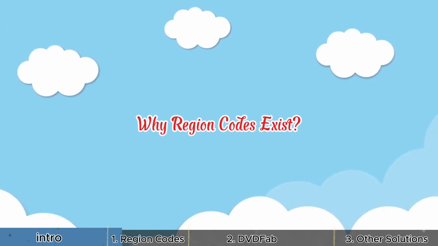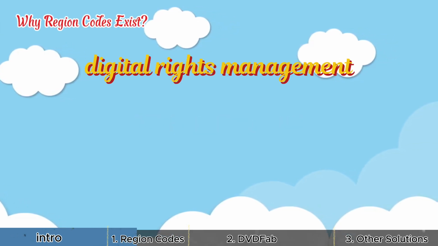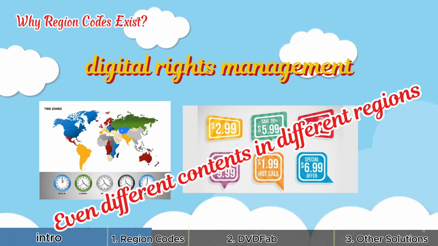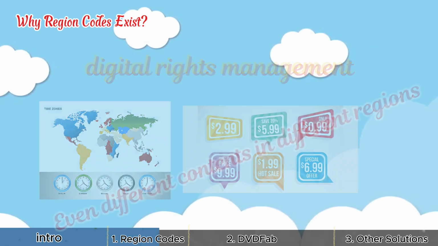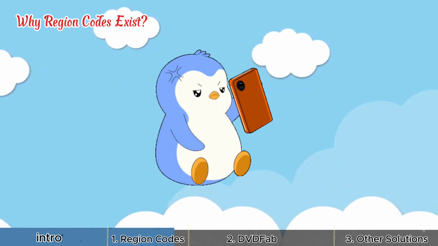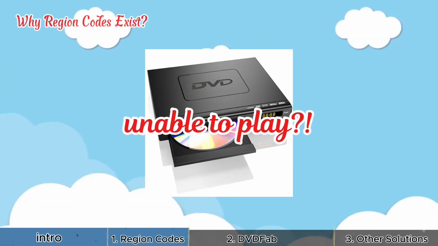Region codes are part of digital rights management. They allow studios to release movies at different times in different markets, set different prices, and even edit content according to local regulations. From a business perspective, it makes sense. But for movie lovers, it can be frustrating when a disc you bought overseas refuses to play.